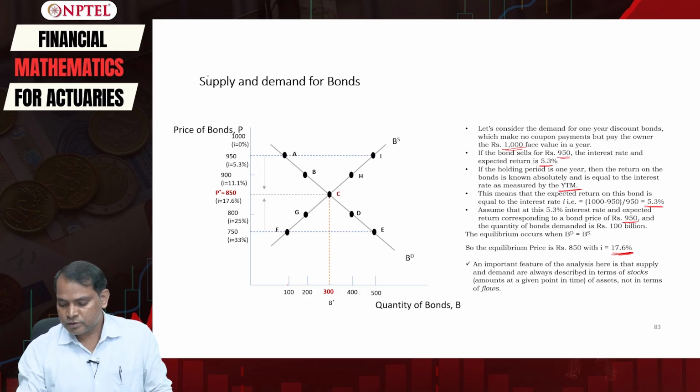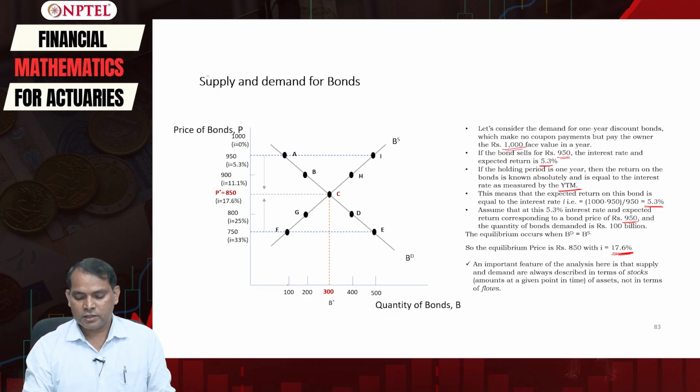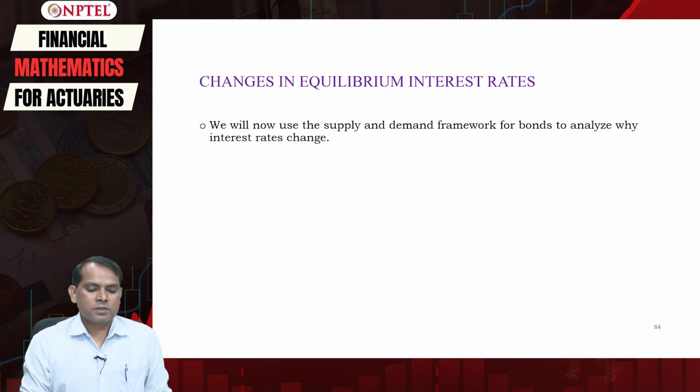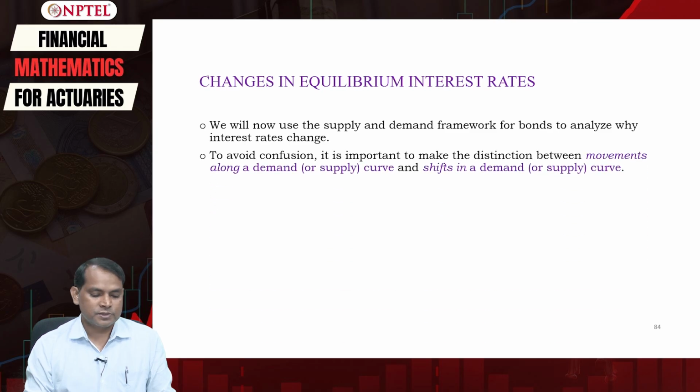An important feature of the analysis here is that supply and demand are always described in terms of stock variables and not flow variables. A stock variable is the amount at a given point in time, and we are not considering the continuous flow here. So now let us understand the changes in the equilibrium interest rate. We will now use the supply and demand framework for bonds to analyze why the interest rate changes.